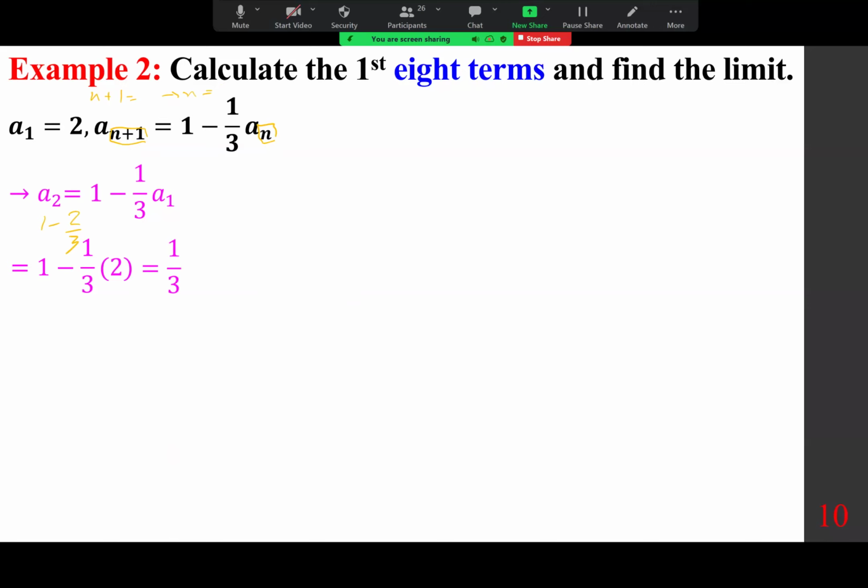The next one: if n plus 1 is 3, n must be 2. So a sub 3 is 1 minus 1/3 a sub 2. Replace the a sub 2 with 1/3. The product is 1/9. 1 minus 1/9 is 8/9. And clearly, if we can calculate a couple of them, we can calculate all of them. That's not a problem.